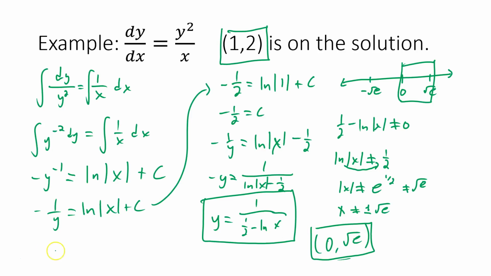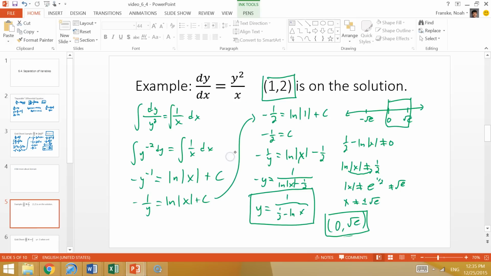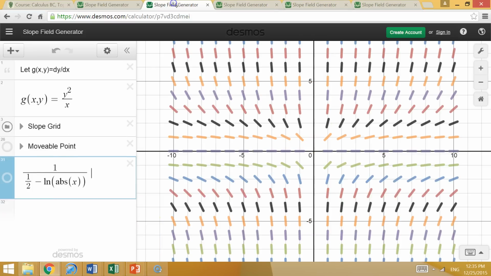That's really important. So let's take a look at the slope field for this. Got it right here. So here's our equation that we just did. Y squared over x is our differential equation.